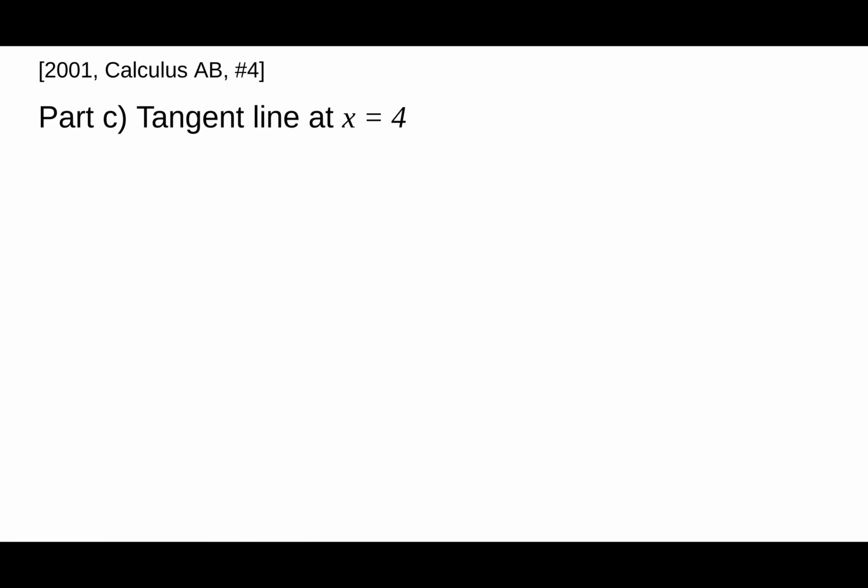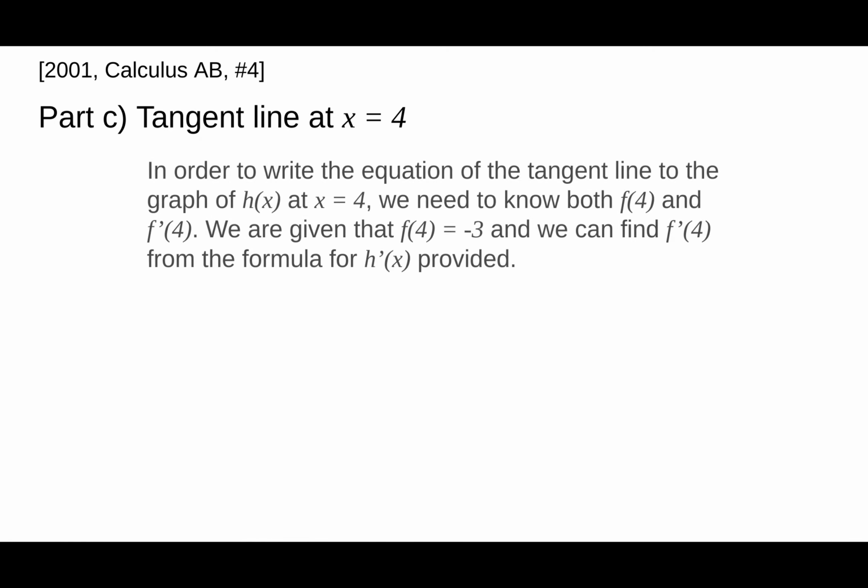In part C of the question, we are asked to determine the equation for the tangent line at x equals 4. In order to write the equation of the tangent line to the graph of h at x equals 4, we need to know both f of 4 and f prime of 4. Fortunately, in the question stem, we are given the value of f of 4. We are told that f of 4 is negative 3. It's one of the only things we know about f other than what f prime is.